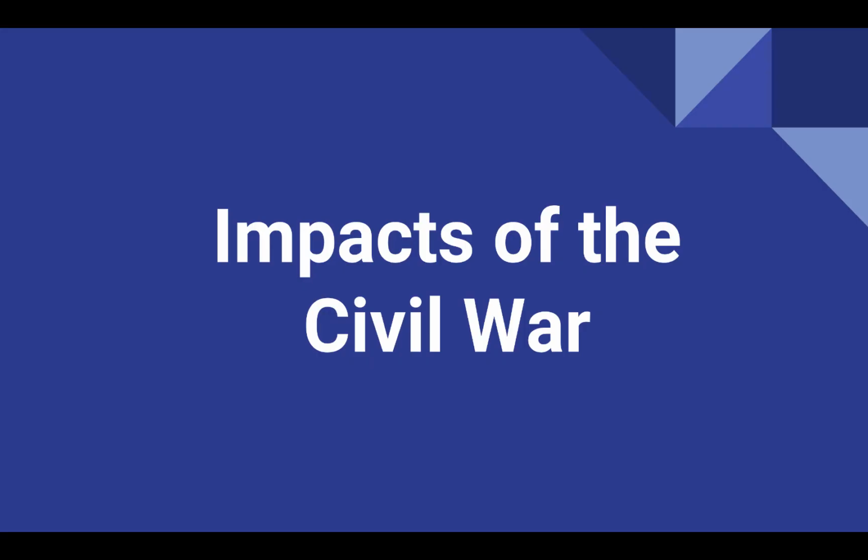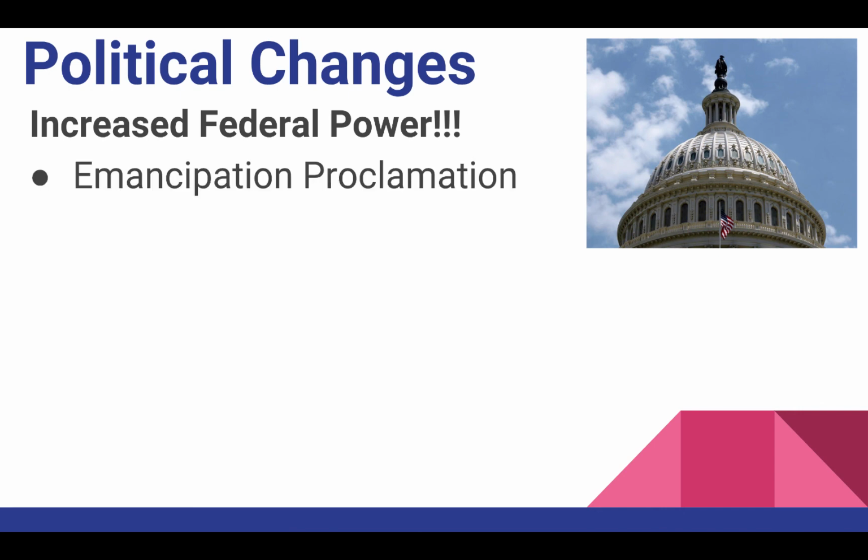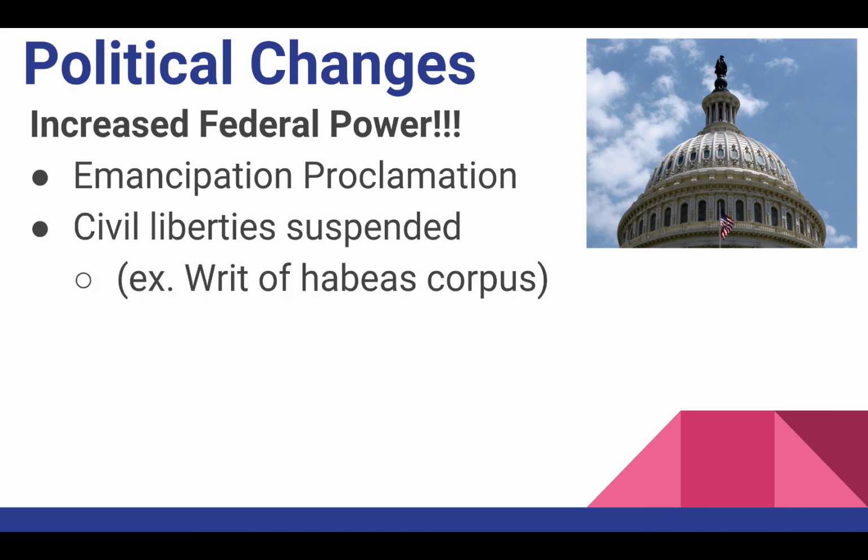Impacts of the Civil War. This increased federal power. That is the main result of the Civil War. It increased federal power. Put a big fat giant star next to that. The Emancipation Proclamation was a massive increase in federal power. Civil liberties were suspended during the Civil War. Example was the writ of habeas corpus. Again, that right to be told what you're in jail for and also to have a trial.